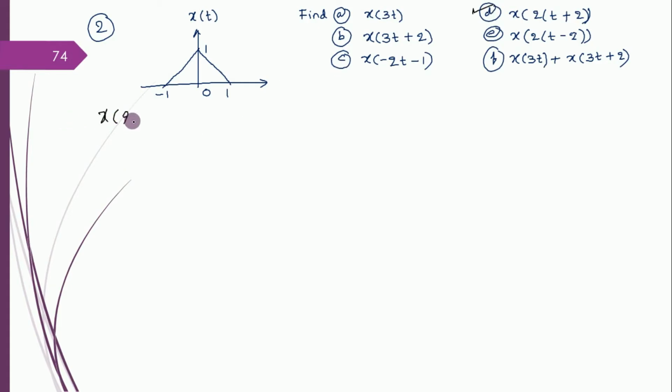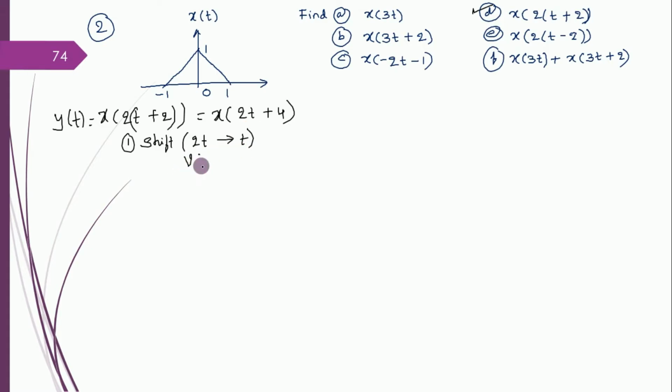Next problem being D. So here, x of 2t plus 2, there is a bracket like this, let me call it as y of t. So I'll open the bracket, you will get it as x of 2t plus 4. So I need to shift and scale it. So first I need to shift it. Shift means what we are supposed to do. 2t should be replaced with t. So intermediate value I'll be calling it as v of t.